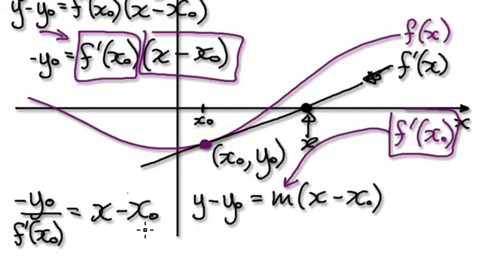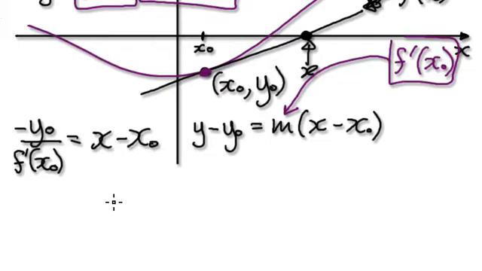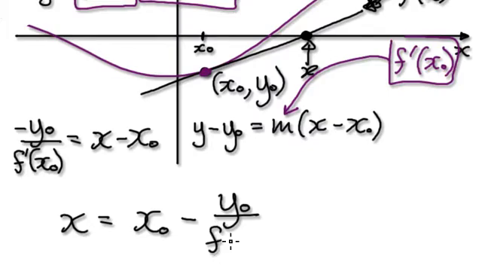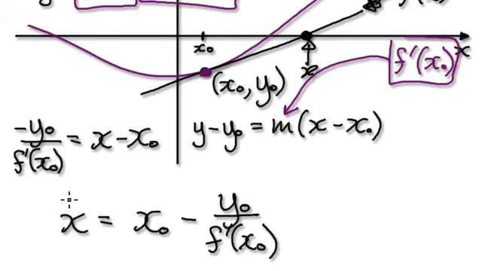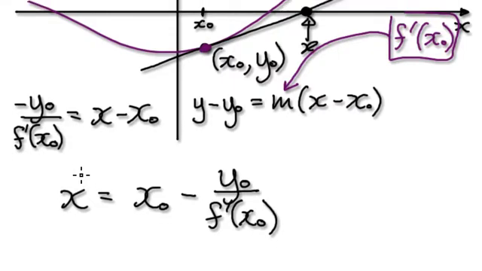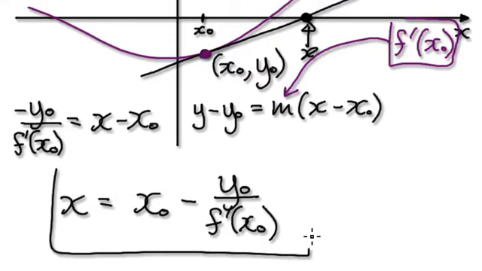Now add x0 to both sides. That will give you this. Basically, x will equal x0 minus y0 over f prime of x0. So basically add this to this side, and x will become this.